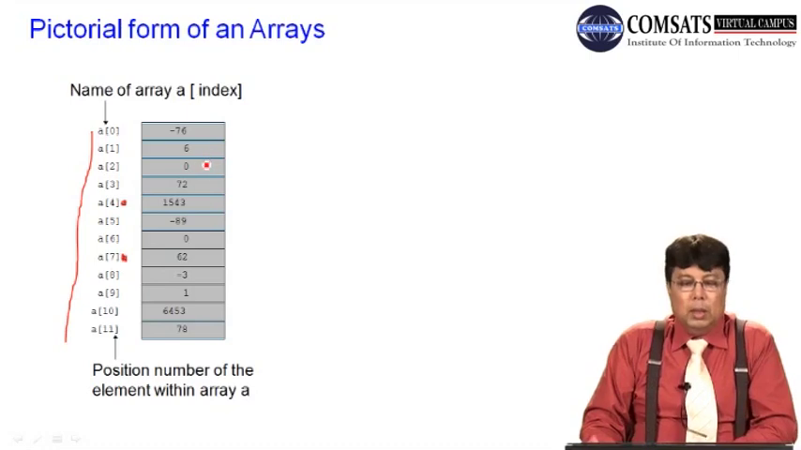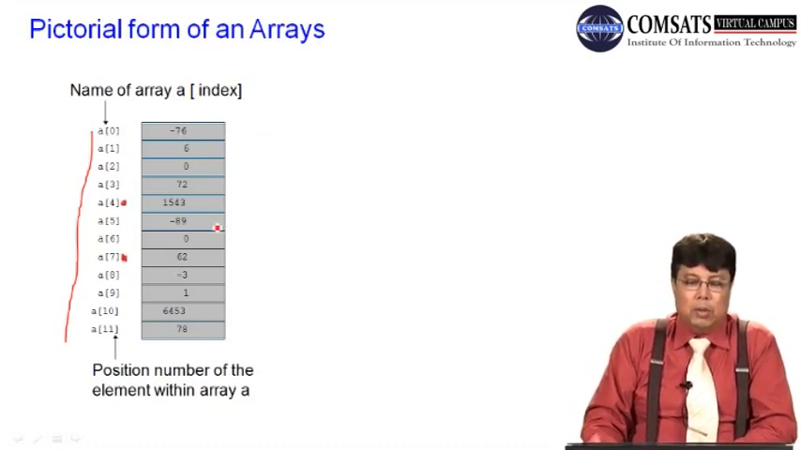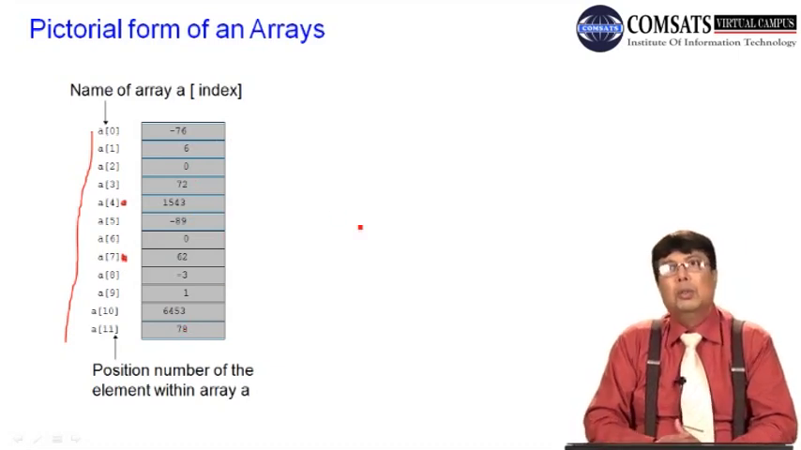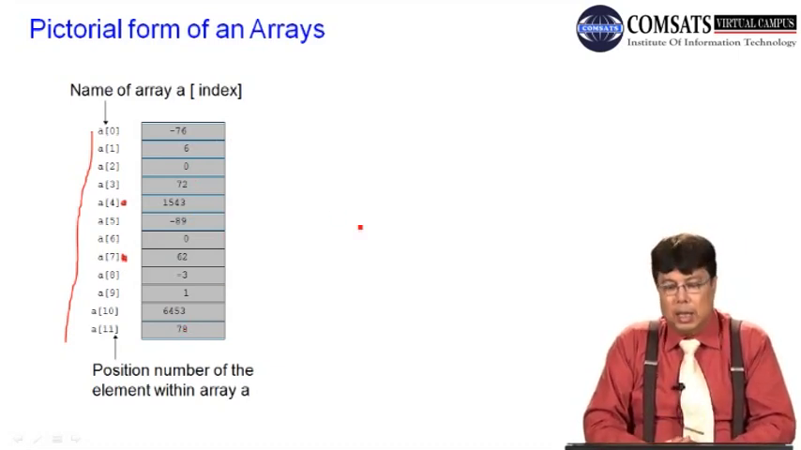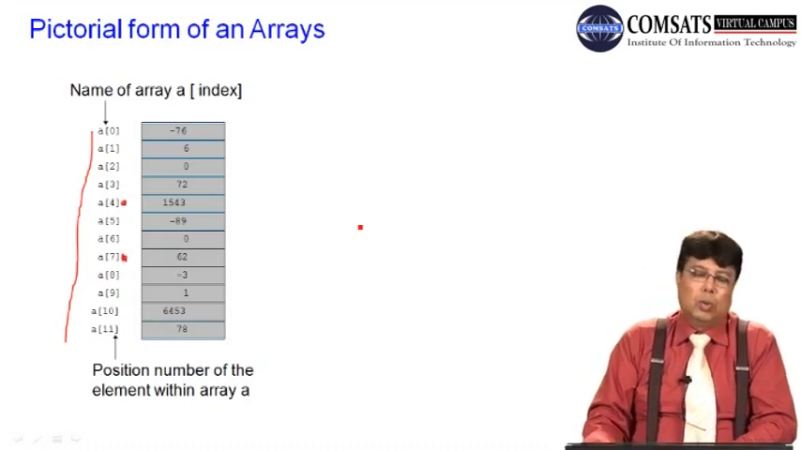Okay, so what do we have? When we declare an array, the consecutive memory locations are allocated, and whatever value is there in this memory location, that remains there. So we call it garbage values, because these values are already there.